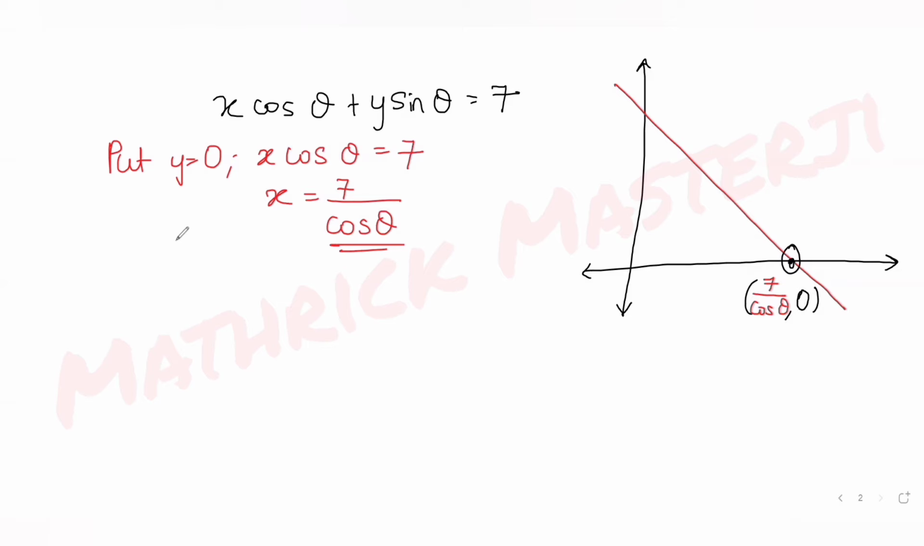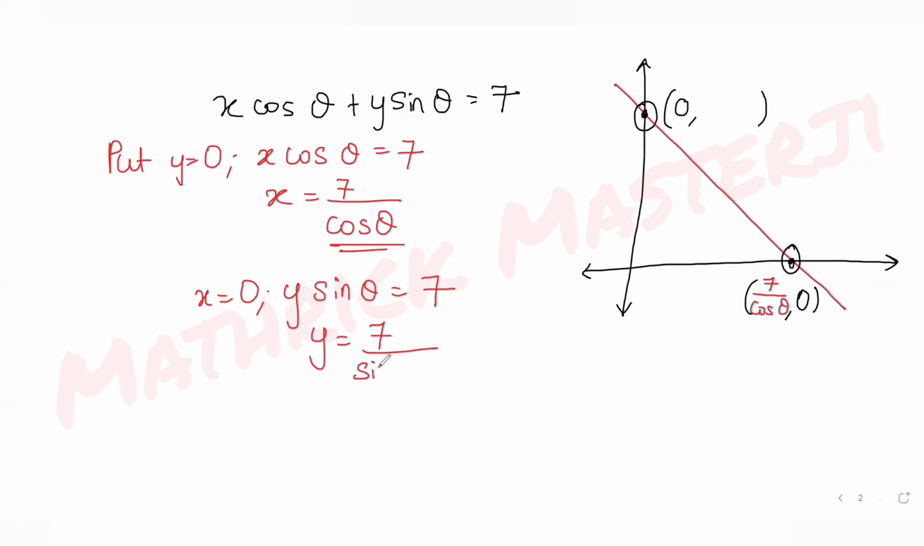Now to find the y-intercept, I need the point where the same line touches the y-axis. Whenever the line touches the y-axis, the x-coordinate becomes 0. So putting x as 0 in this equation of the line, I get y sin theta equals 7. From here, y is 7 over sin theta.